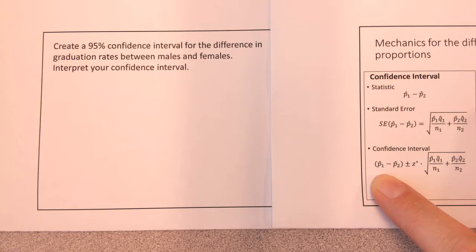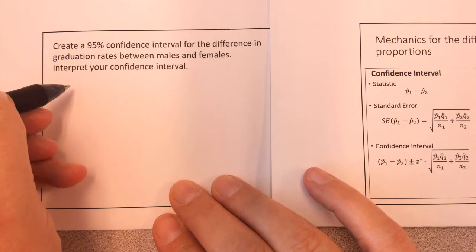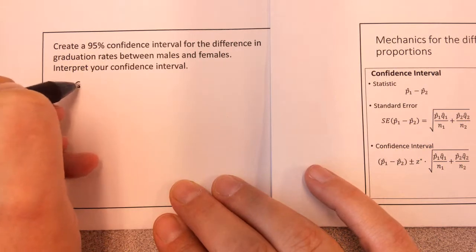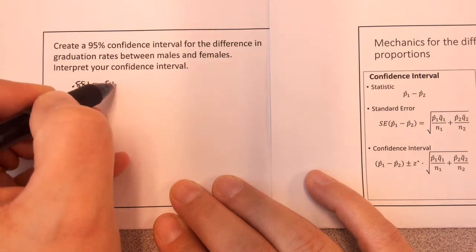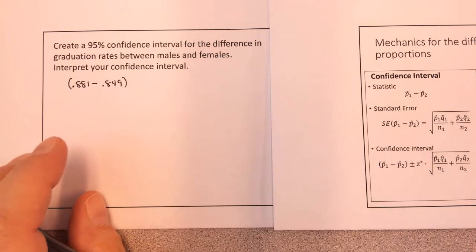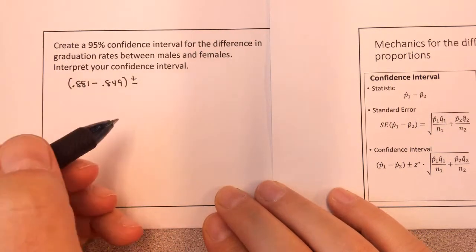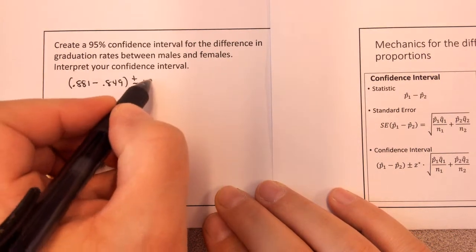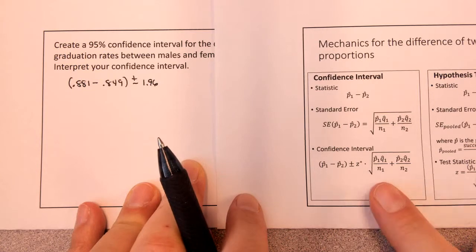The females had the higher proportion in the sample, so I'm going to do females first just because it'll be easier for me to summarize later. But again, you can do it either way. So I'm going to start with p hat of the females. P hat of the females was 0.881, right? Minus p hat of the males, that was 0.849. And I'm going to put that in parentheses for my sake because that's my statistic. The difference of the 2 proportions is my statistic. Then I need a plus or minus. What's the z star for 95%? 1.96. That's old news.